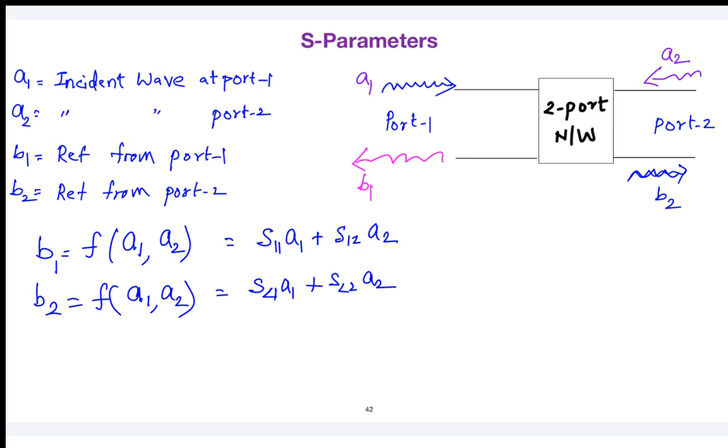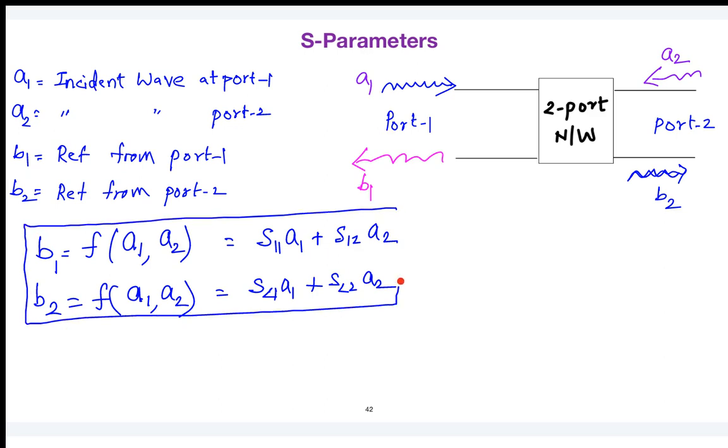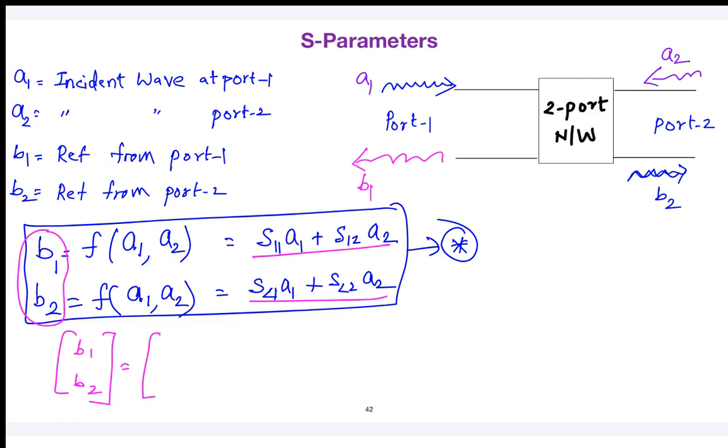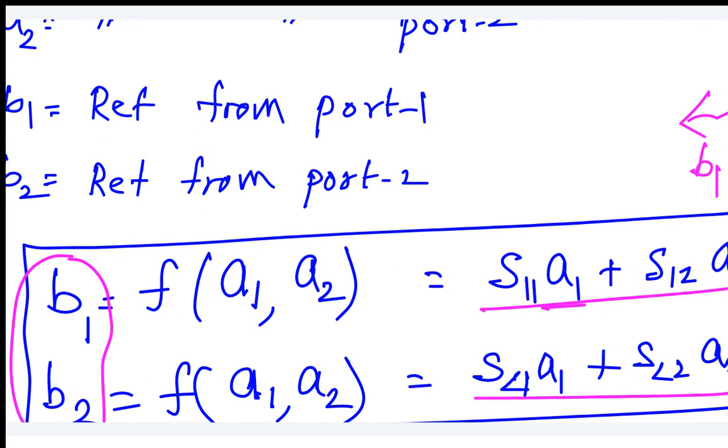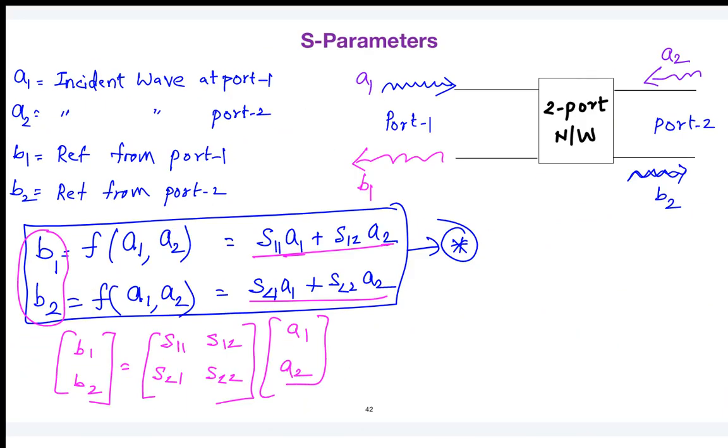These two equations are very, very important. Let me put them in matrix form. B1 and B2 form the resultant matrix, and all these coefficients I can put in an S matrix: S11, S12, S21, and S22, multiplied by A1 and A2, which form the incident matrix. Now, if you multiply these out, are you going to get the same equations or not?